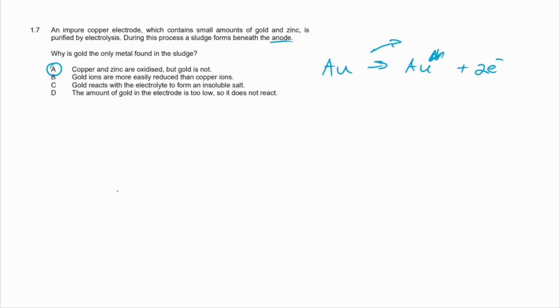Because copper and zinc are oxidized, they lose electrons, but gold is not oxidized. So copper does form ions, it is oxidized, it loses electrons, and so is zinc. Gold does not form these ions because it's not oxidized, and it doesn't react with the electrolyte either. This is just from a bit of theory. For example, D, the amount of gold is too low so it does not react. Well, it doesn't really depend on amount. It's just in terms of reduction potentials. Gold is not oxidized. It does not form ions in these electrolysis reactions.